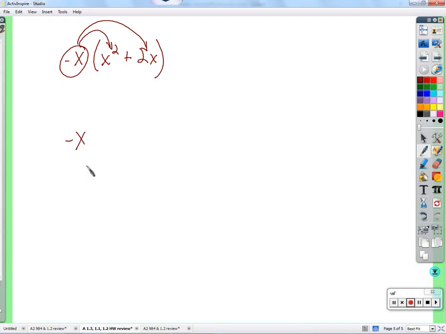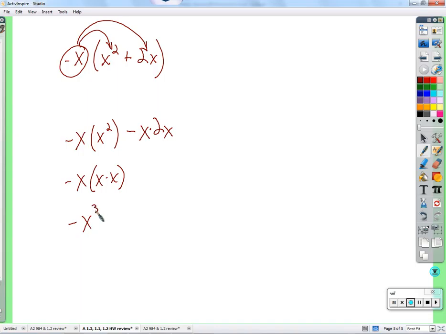Let's do this again. So let's talk about this. Let's just write what's supposed to happen. By what is supposed to happen, I mean the negative x should be distributed to everything in the parentheses. Then let's think, what would this look like? Okay? So we'll take negative x, we'll distribute it to here, we'll distribute it to there. All right. Let's just write that.